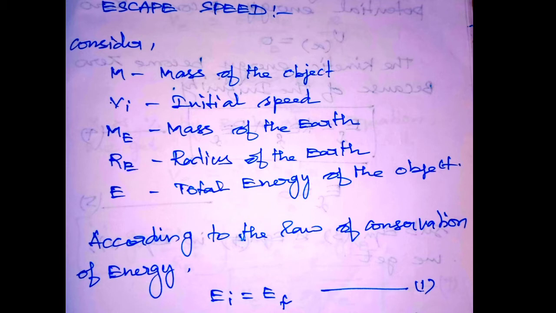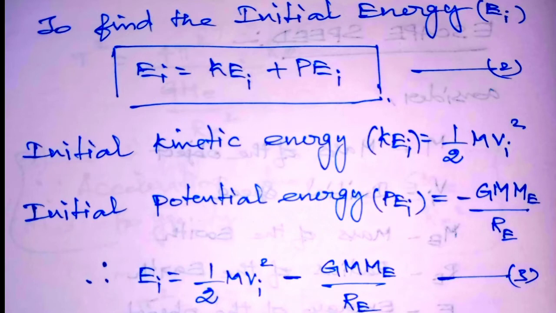Now, according to the law of conservation of energy, which we studied in our 4th lesson, the initial energy is equal to the final energy. So consider this is equation number 1. First we are going to find the initial energy, then we are going to find the final energy and substitute in equation number 1. Let me see the initial energy. To calculate the initial energy, we have to know the sum of the initial kinetic energy plus the initial potential energy. So this is equation number 2.